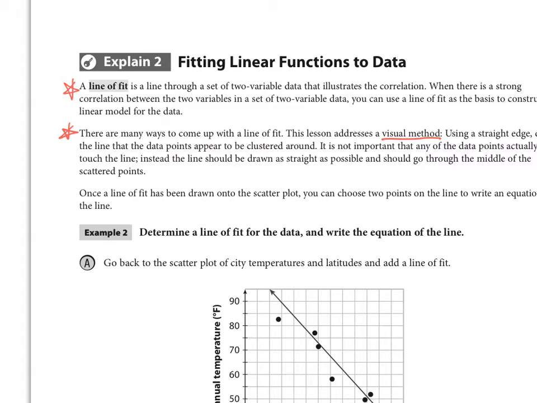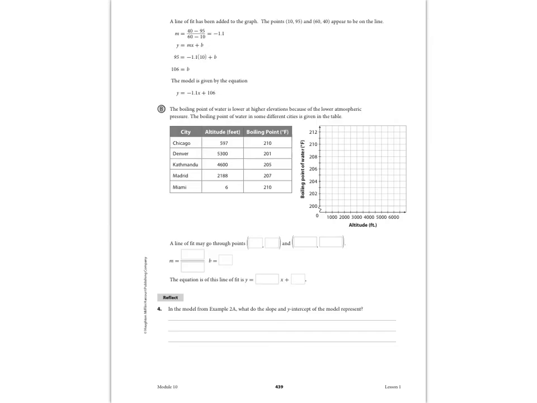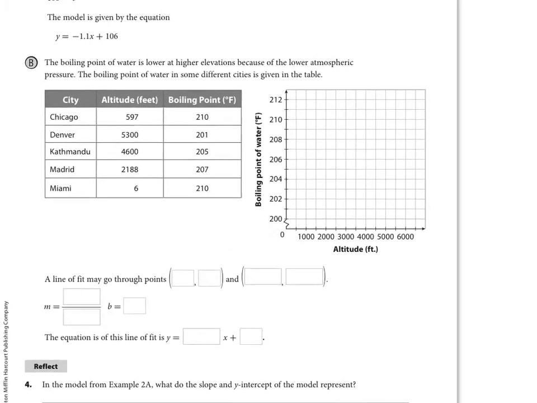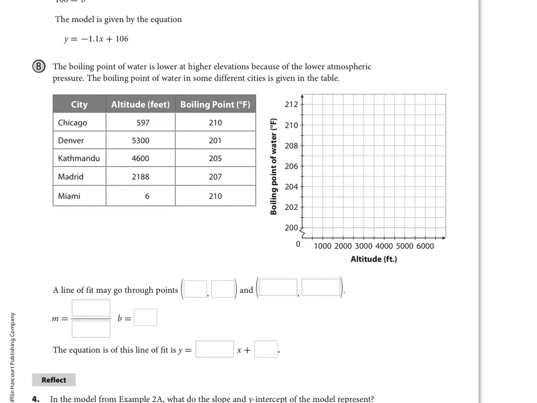Now, line of fit can also be described as line of best fit or trend line. So if you see any of those things, it all means the same thing. So I'm going to do this part B right here, and this is a table with the boiling point of water at a specific altitude in a city. So this means that for the first one, Chicago, the city of Chicago is at an altitude of 597 feet. That's above sea level. And the boiling point of water in Chicago is 210 degrees Fahrenheit.